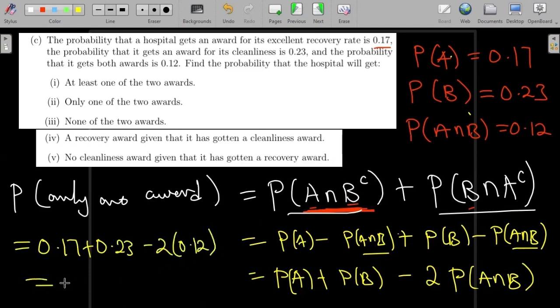So what do we get here? You punch that on your calculator. What I'm getting is 0.16. So this is the probability that the hospital only gets one of the two awards.